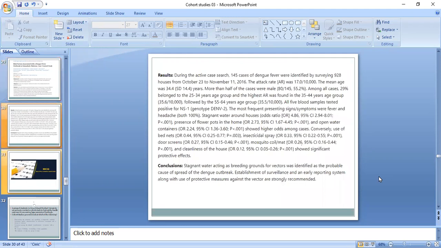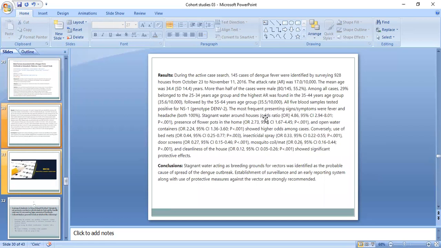During the active case search, 145 cases of dengue fever were identified by surveying 928 houses from October 23rd to November 11. The attack rate was 17 per 10,000. The mean age was 34.44. More than half the cases were male. Among all the cases, 29% belonged to 25 to 35 years of age. All 5 blood samples tested positive for NS1. The most frequent presenting signs and symptoms were fever and headache, 100%.